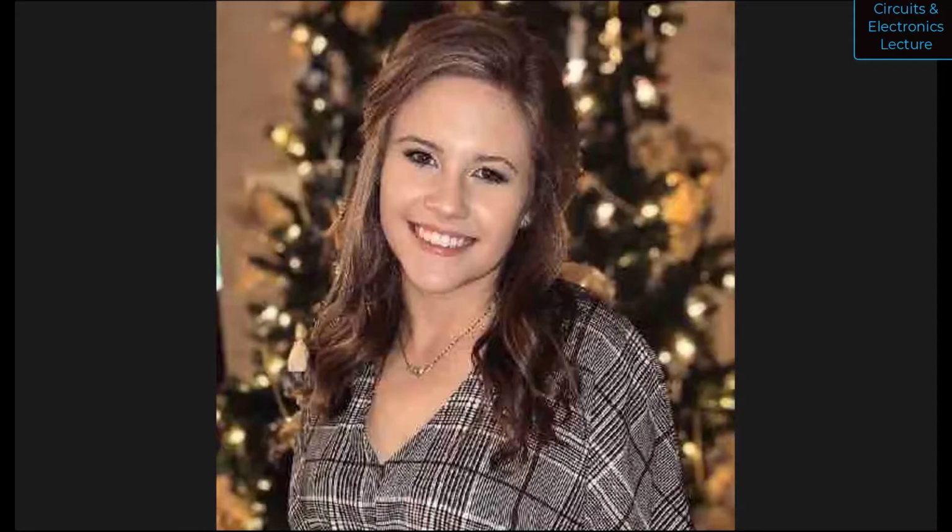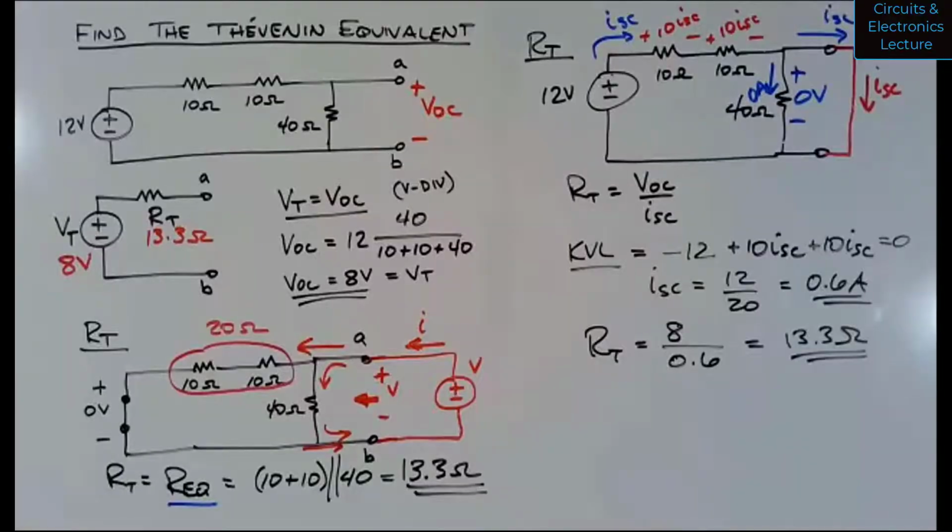Question. Yes. Can you explain again why there's 0 volts across the 40 ohm resistor? Is it just because current's going to go the path of least resistance, and since there's no resistance at all? Right. Well, let me ask this.